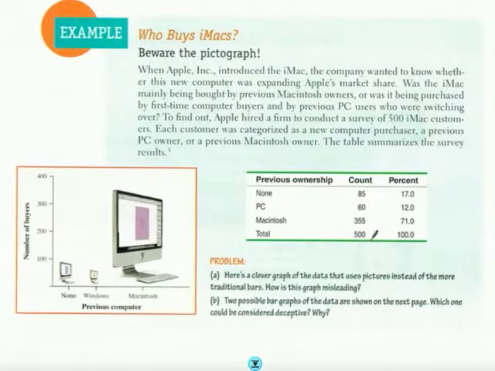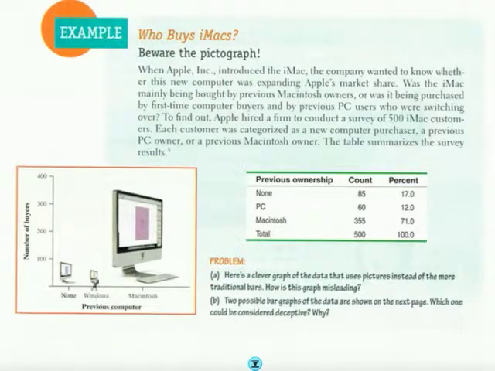So what this means is, of the 500, 355 were repeat Macintosh buyers, 60 were people that switched over, and 85 were people who had never purchased a Macintosh or a PC or a computer of any kind. Then it gives you the percent over to the side. So 71% of the 100% total were repeat Macintosh owners, 12% were PC switchovers, and 17% were totally new computer owners. The problem is, in the graph over to the left, the graph of the data that uses pictures instead of the traditional bars, how is this graph misleading?